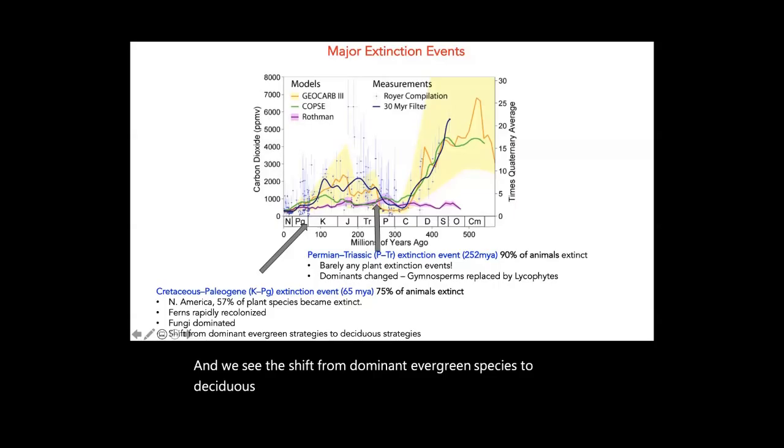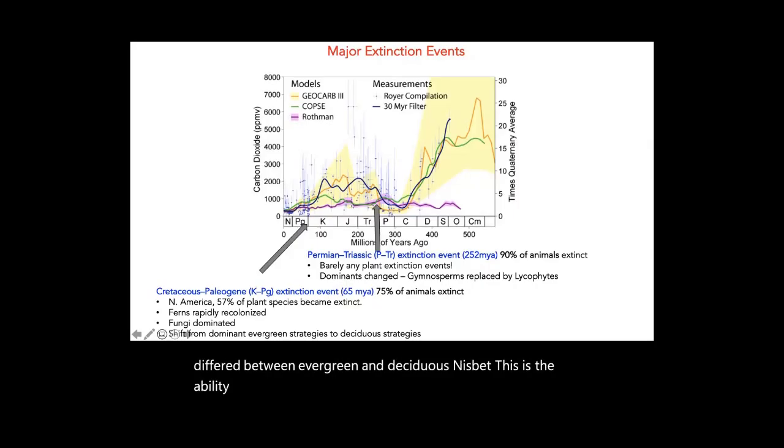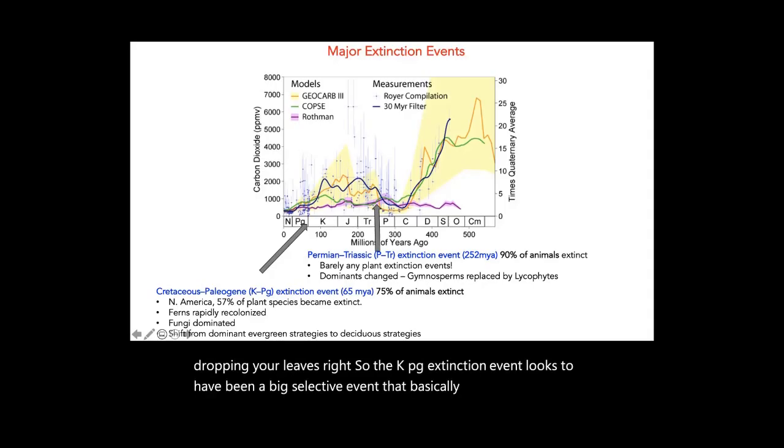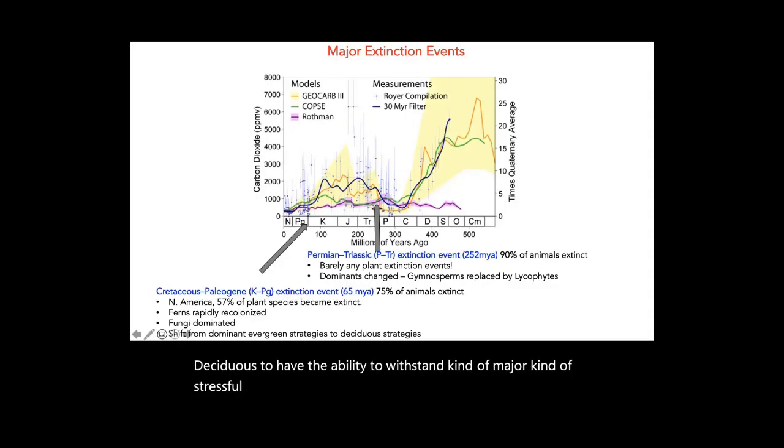We'll talk a little bit about the difference between evergreen and deciduousness, but this is the ability to withstand long periods of seasonality, cold or drought, by dropping your leaves, right? So the KPg extinction event looks to have been a big selective event, where the taxa that made it through were the ones that had the ability to be deciduous, to withstand major stressful events. Okay. We'll come back to this in a little bit.